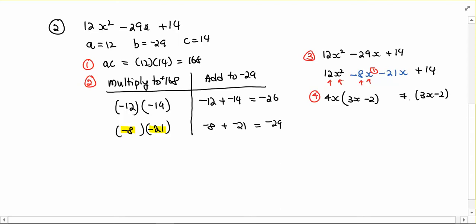Now careful with the signs. Is it a plus 7 or a minus 7? 7 times negative 2 is going to give me a negative 14, so this has to be a negative 7. And it also works with the negative 21: negative 7 times positive 3 is negative 21. So now I do GCF again, and I get 3x minus 2 times 4x minus 7. And there is my answer.